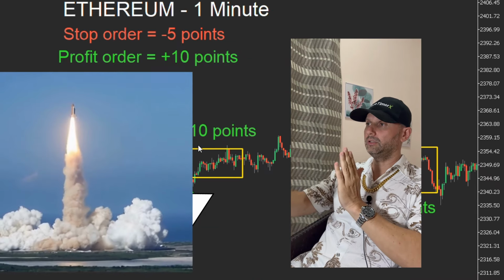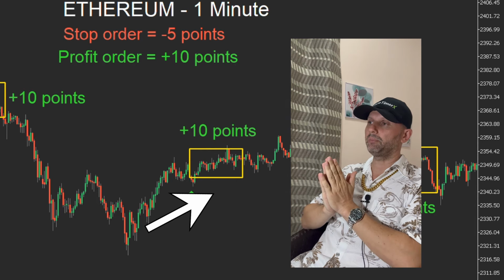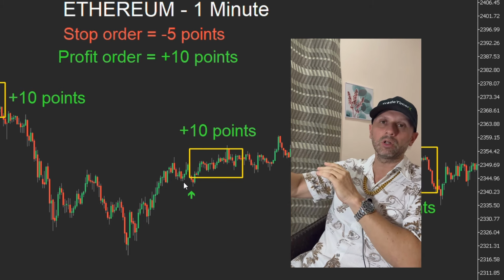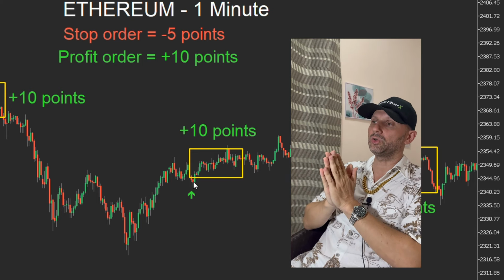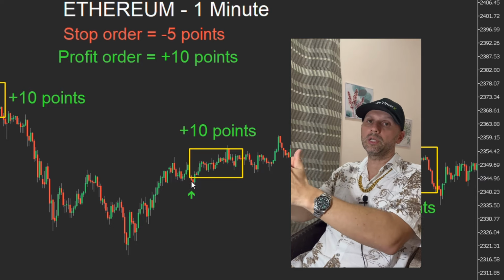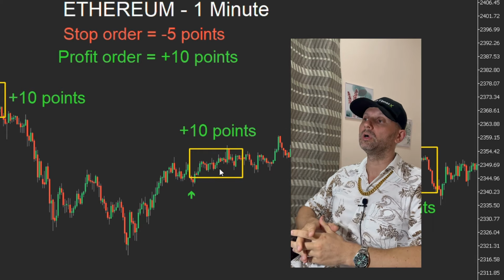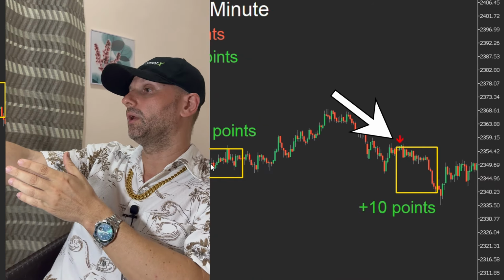Boom, we get in 10 points to the upside. As you could see here, the stop order, it didn't even come close to hitting our stop order. I didn't put the stop order levels on this trade, but it's absolutely not necessary, as you could see here. But when you be trading, if you are using this indicator, you absolutely must put in a stop order and a take profit order.